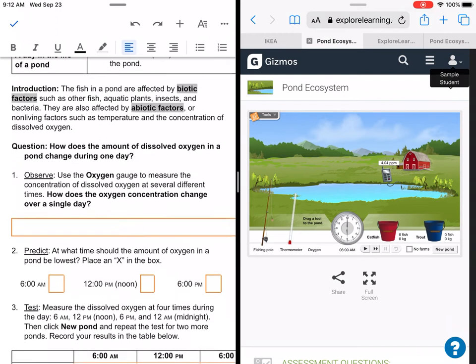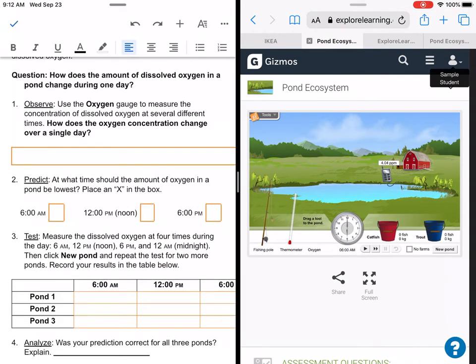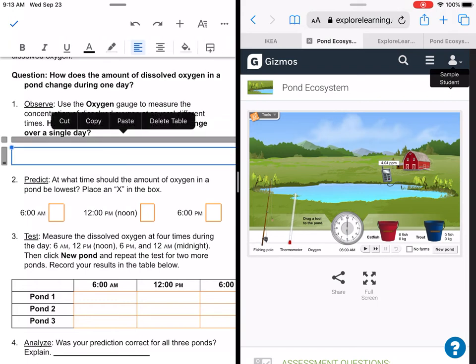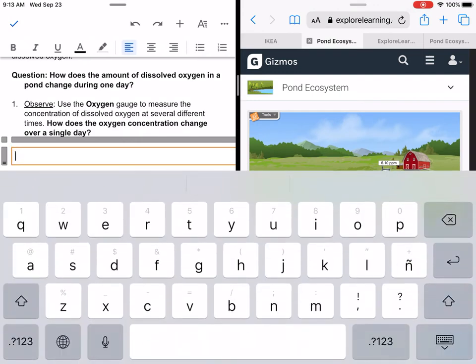So our big question is, how does the amount of dissolved oxygen in a pond change during one day? So make an observation. Use the oxygen gauge to measure the concentration of dissolved oxygen at several different times. How does the oxygen change over a single day? Now I remember from the last time when we were watching it, as the day went on, I believe the dissolved oxygen went up. We can hit the double arrows and it goes in much faster pace. And look at that. Stop. So what I have observed is over a single day, the concentration of oxygen increases.